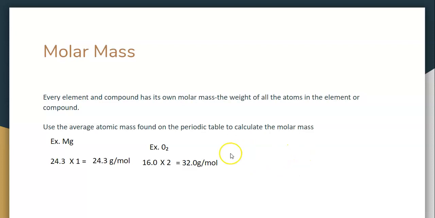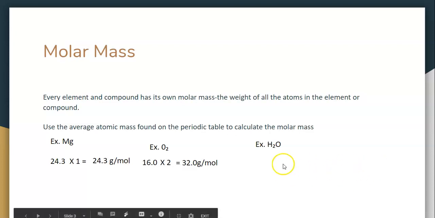Okay. Our final one we're going to look at is water, or H2O. This one is a compound. The other two were elements. This one's a compound because I have 2 or more elements together. So what I'm going to do is find the mass of each of the elements, including the number of atoms there are. So if there's any subscripts, I'm going to use those. And then I'm going to add those together.